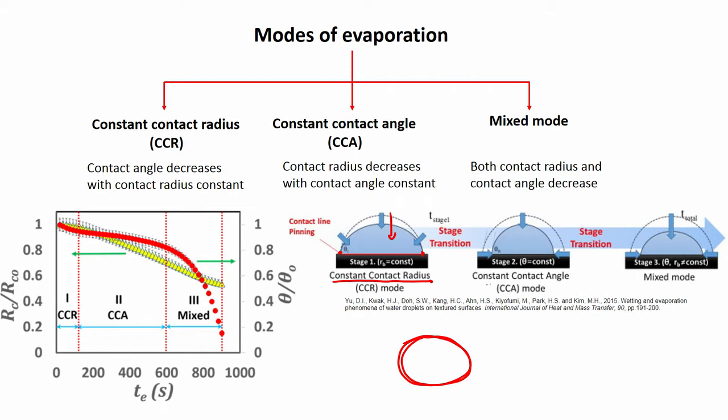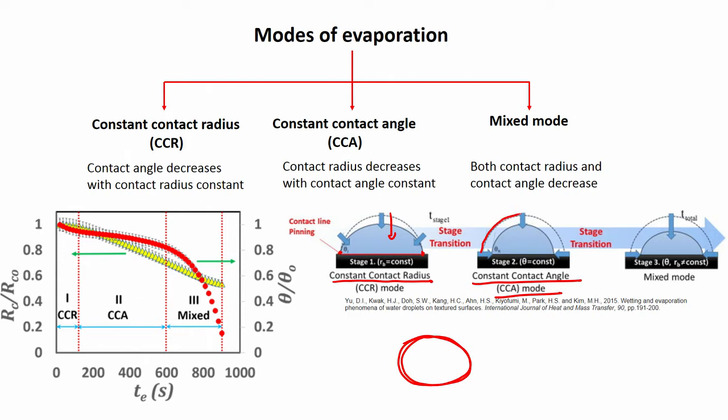There is a second way by which it can lose mass. So, this is called the constant contact radius mode. Then there is a second mode in which the droplet can lose mass, and that is called the constant contact angle mode. So, what happens in the constant contact angle mode?